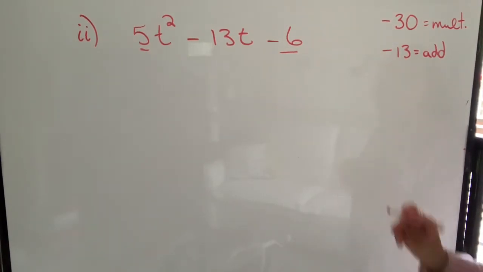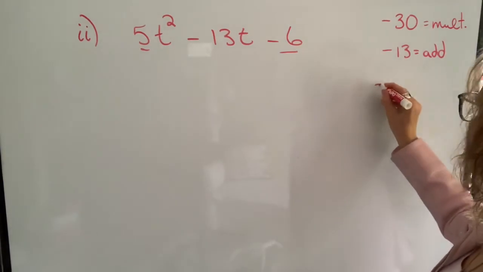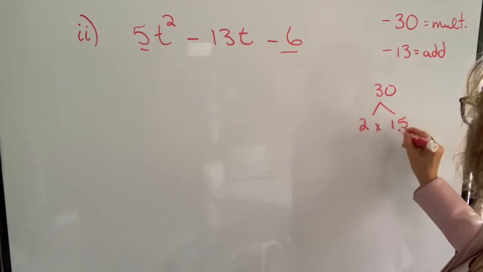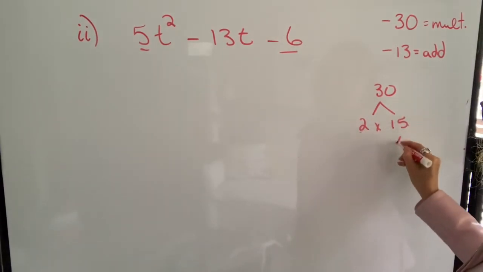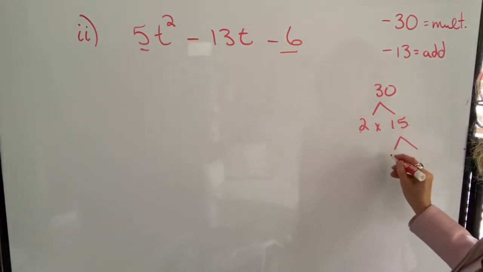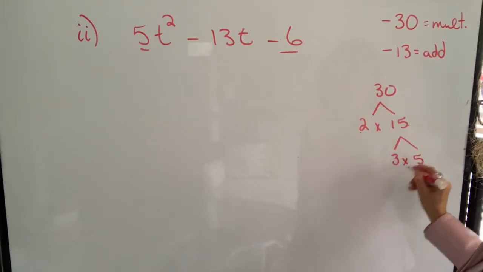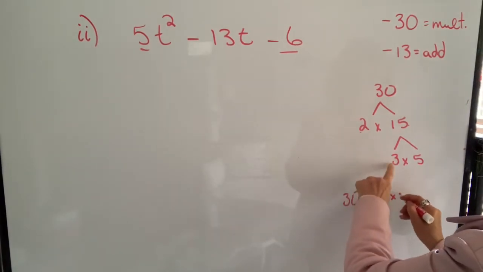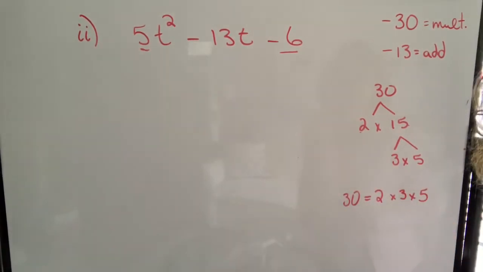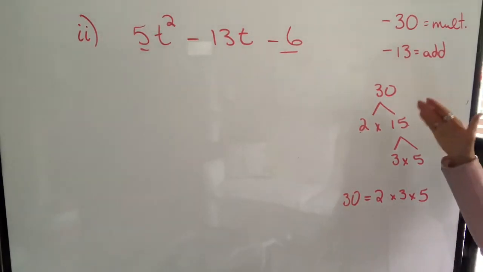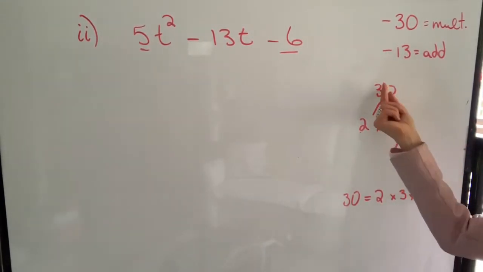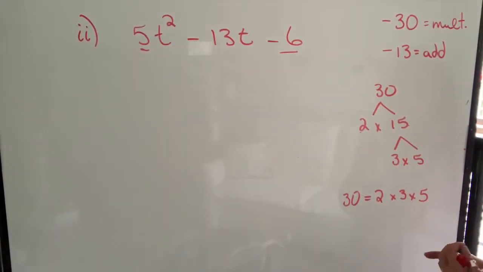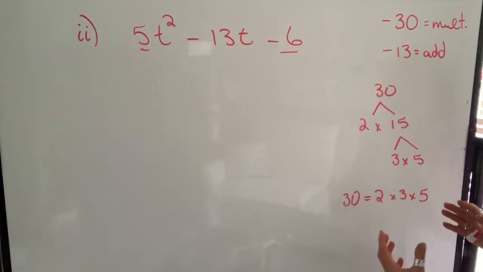So we can play around with all the factors of 30. 30 is 2 times 15. This is a prime number, this is not. So we break that down into its prime factors, 3 times 5. So 30 is equal to 2 times 3 times 5. And the reason that you might find this useful, especially when you get into numbers that have a lot of factors, is that it makes it quick to see the different factors.